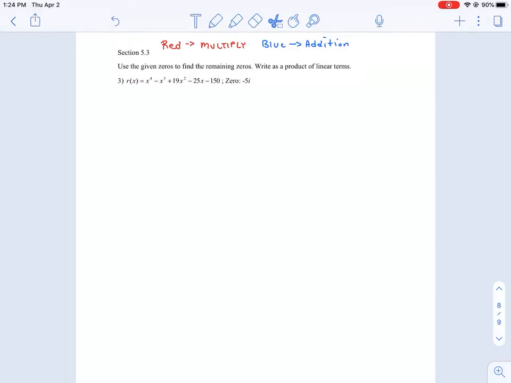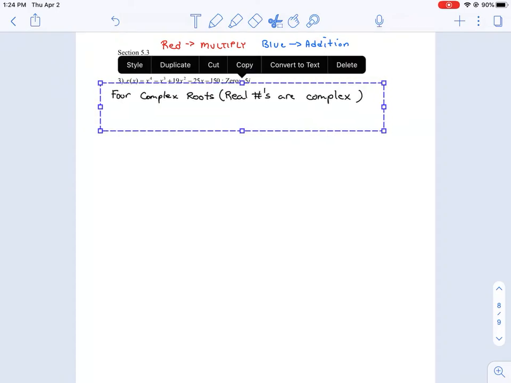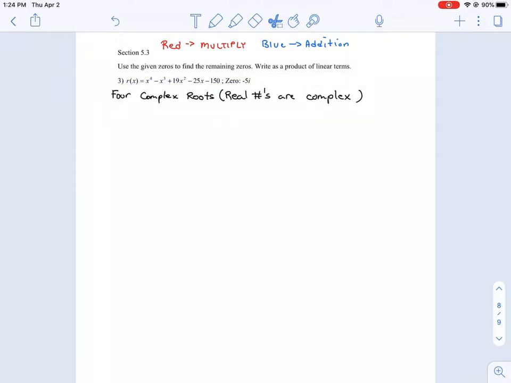Alright class, in this video I'll be doing the third example from section 5.3. Use the given zeros to find the remaining zero and then write as a product of linear terms. So r of x is a fourth degree polynomial. So what we should expect is 4 complex roots. And real numbers are complex, so they can be part of the zeros.